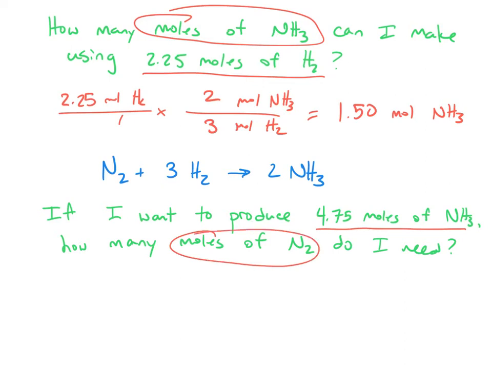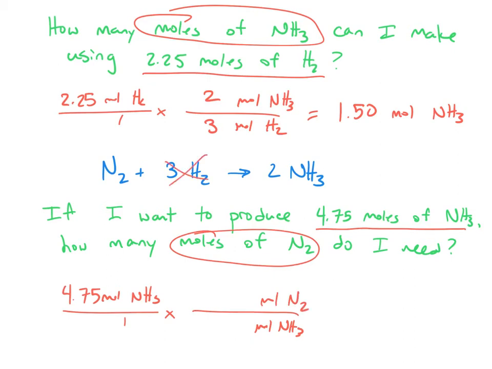So again, as I'm developing this skill, I underline what I have and circle what I'm trying to find. So I start with the 4.75 moles of NH3 over 1. And I'm going to multiply by moles of NH3 on the bottom and moles of N2 on top. What about the H2? Well, it doesn't matter because I can only compare 2 things at once in a stoichiometry problem. Even if there's 3 or 4 things in a chemical reaction, only 2 things can be compared: what I have and what I'm trying to find.